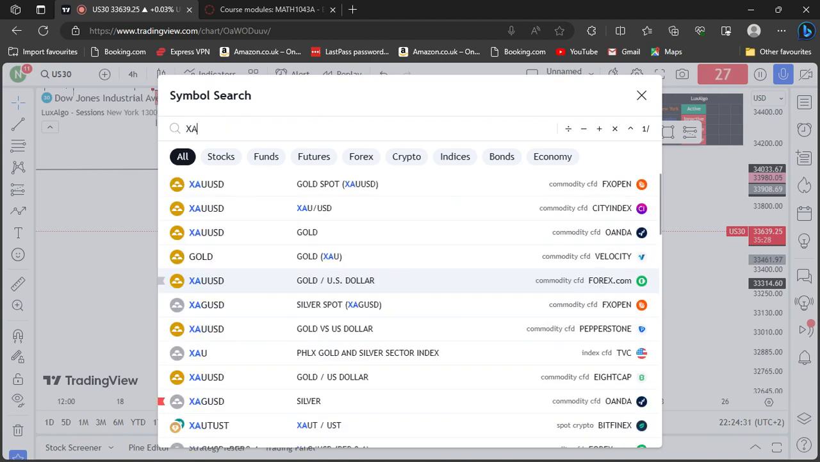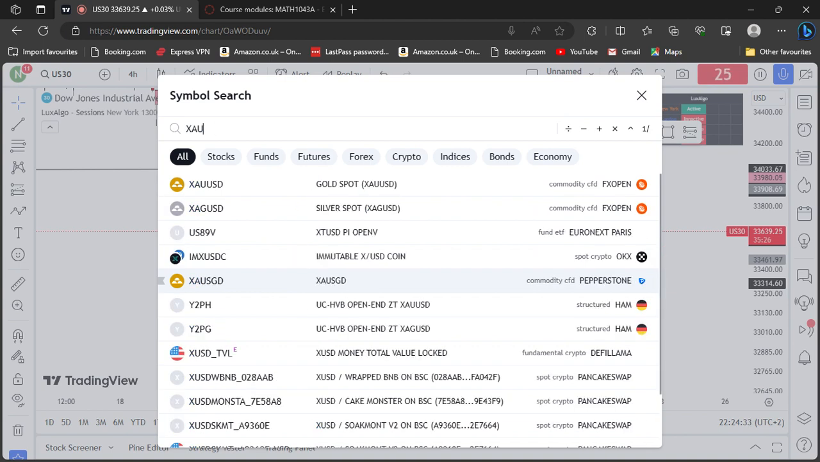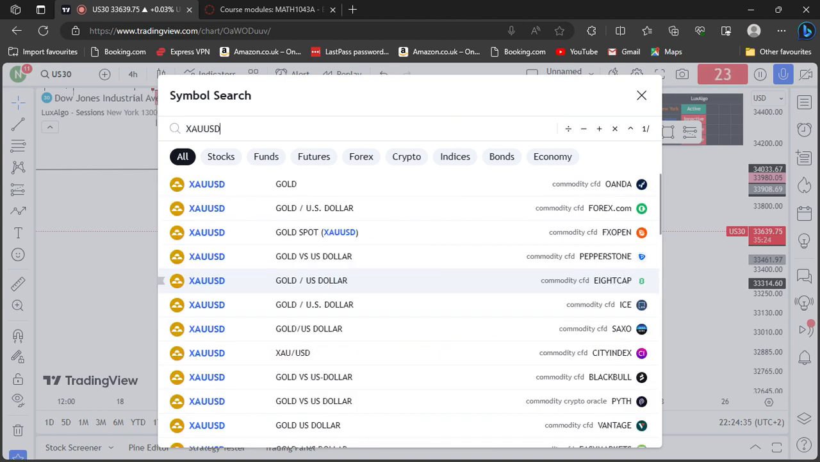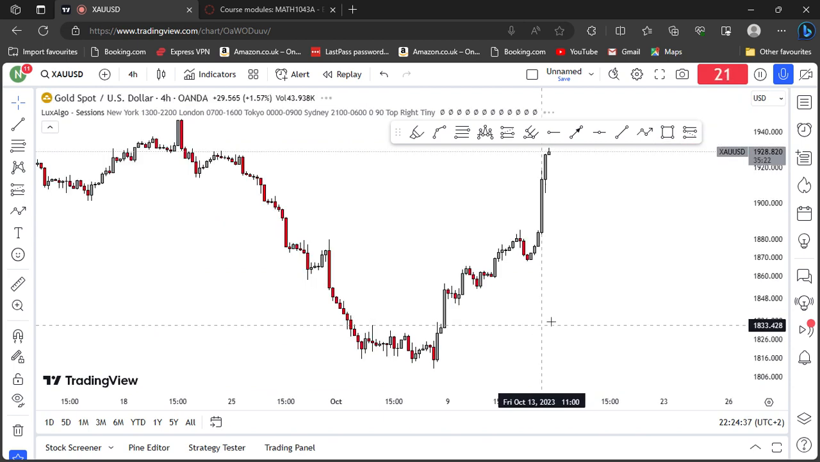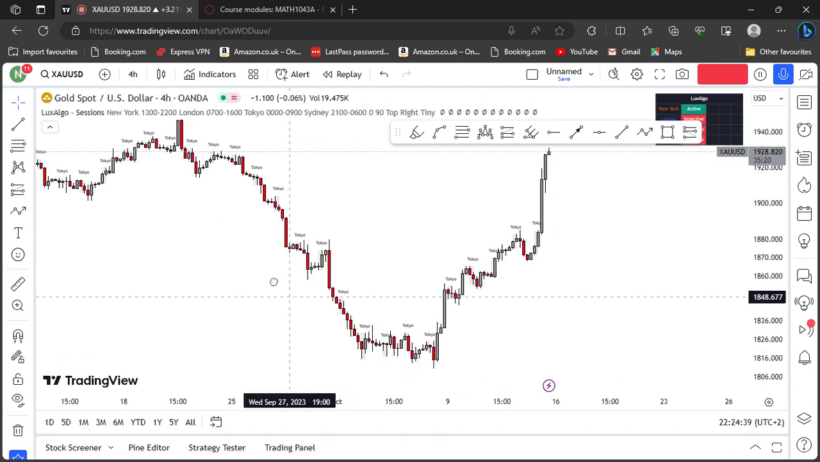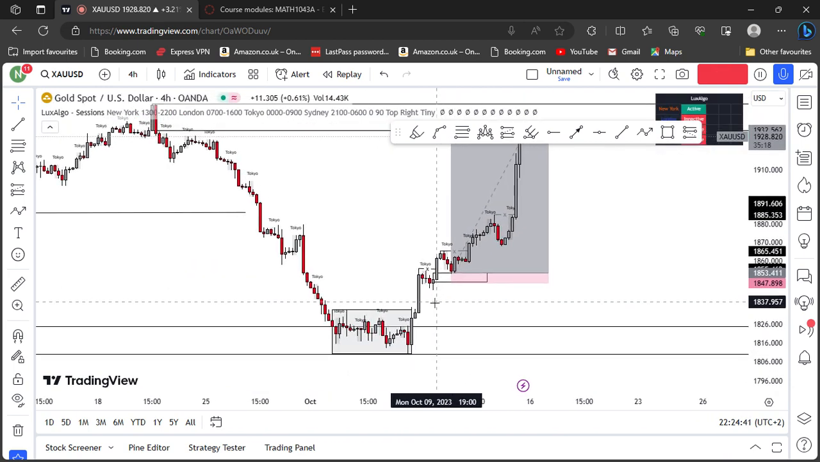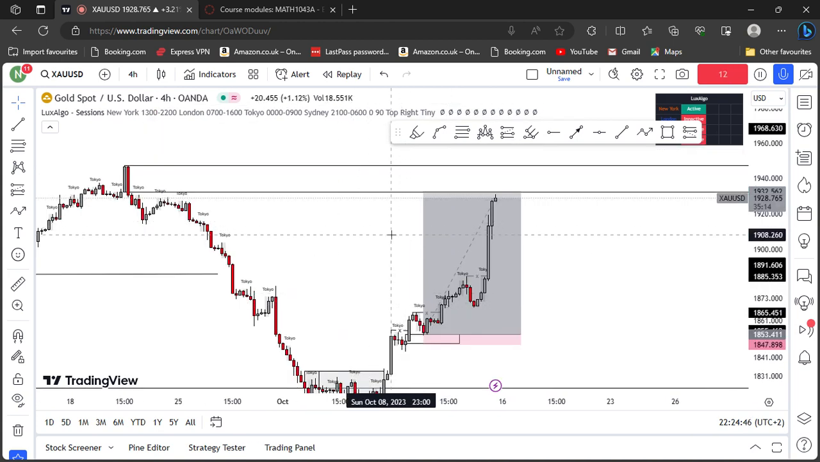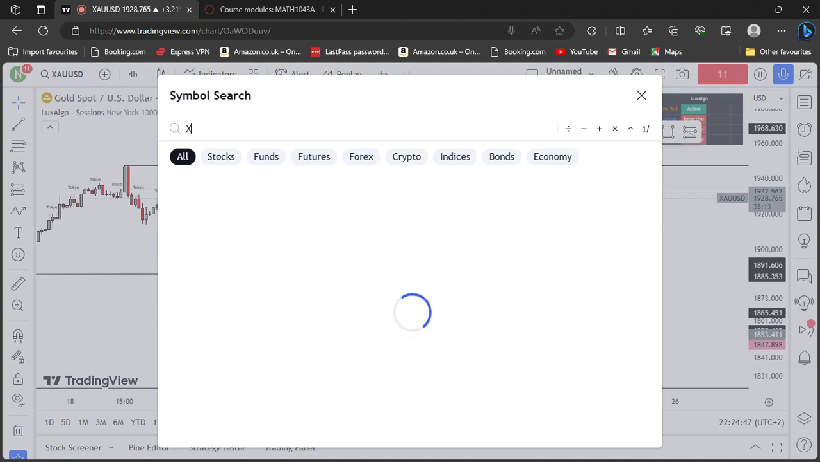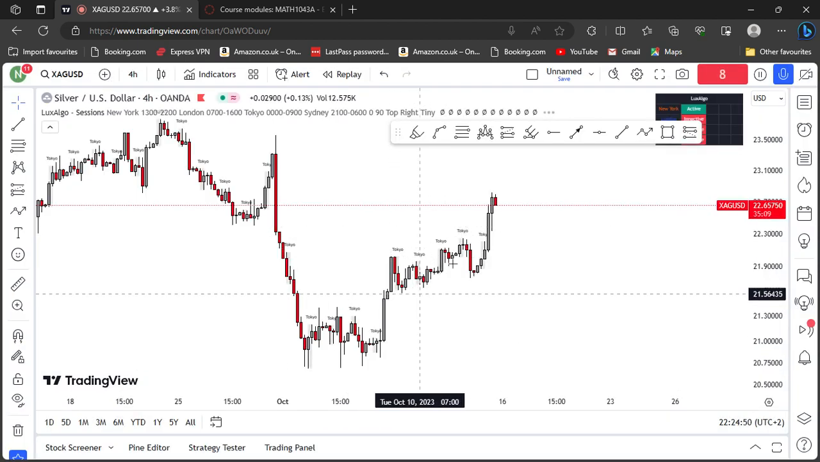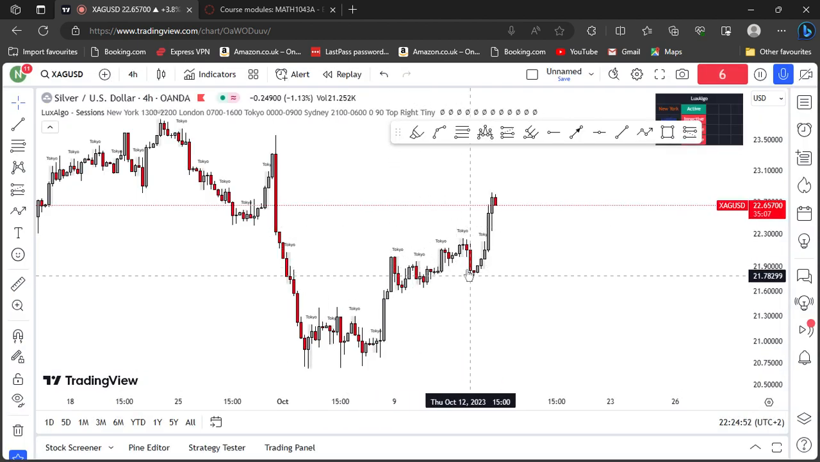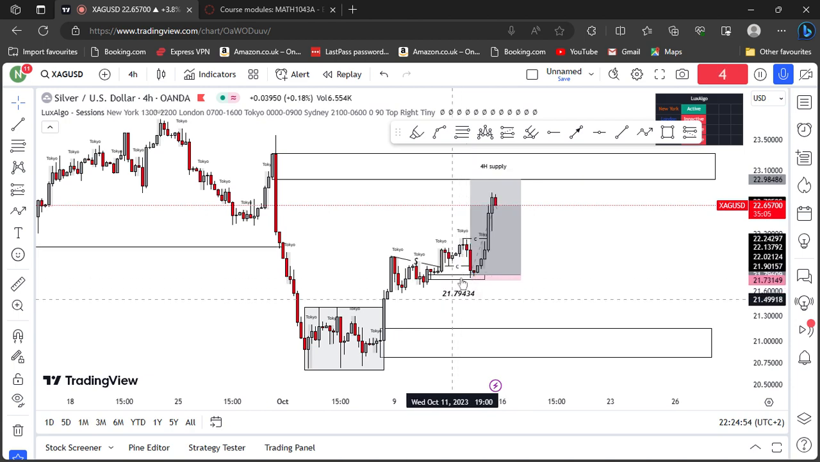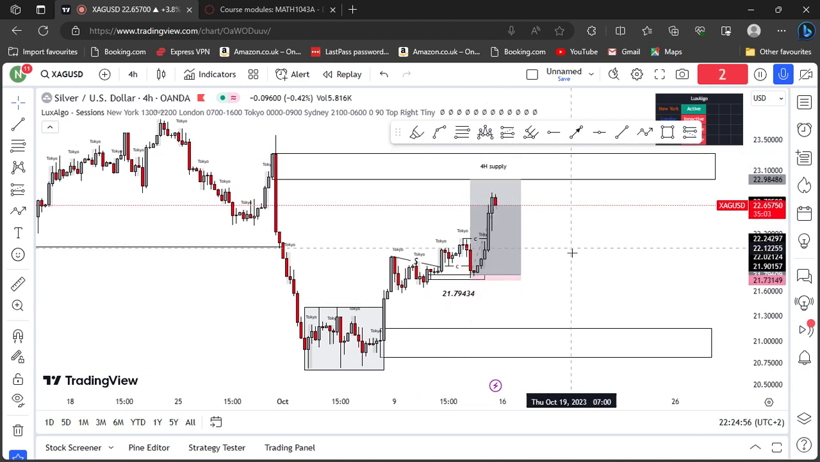Even on gold, it was a sniper entry itself. The one that I took here, I didn't go into drawdown. Instead, the price just went up. Even on silver also, it was a sniper entry itself. Here you can see that after the price tapped into my order block, it just went up, right?